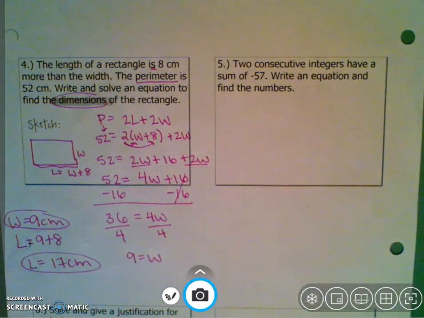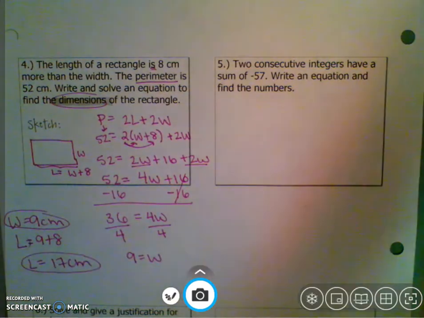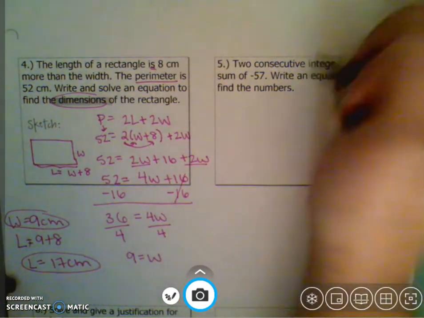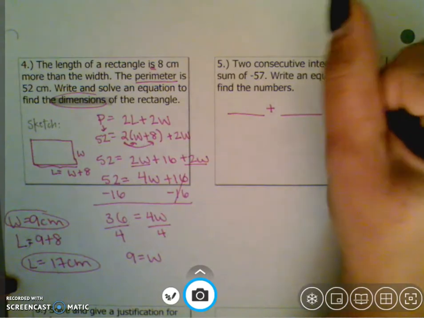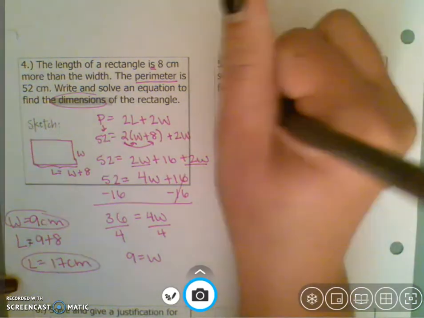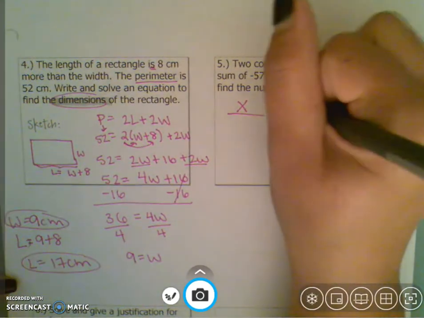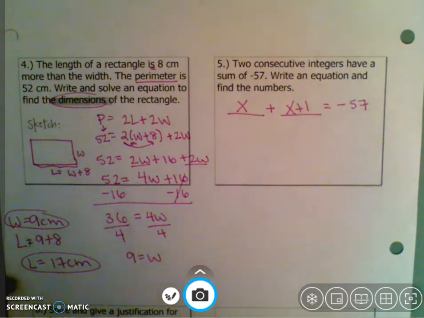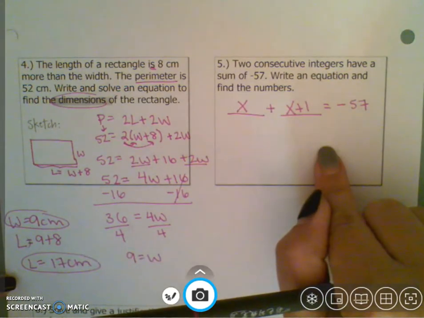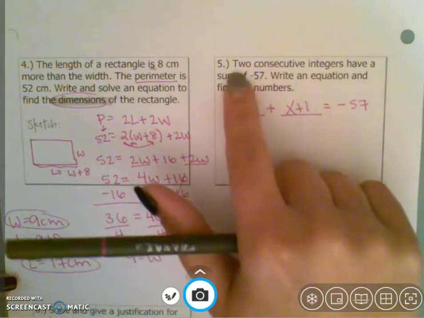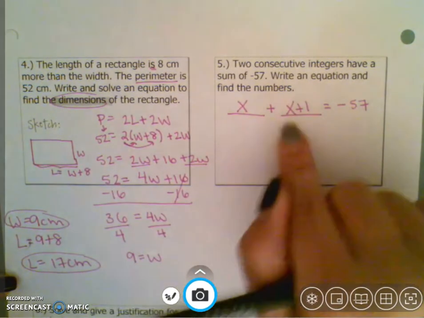Okay, number 5. Two consecutive integers have a sum of negative 57. Write an equation and find the numbers. Okay, consecutive integers are 1 and 2, 22 and 23, 100 and 101. They're right after each other. So to find two consecutive integers, I have one plus the other, and it has to equal negative 57. Let's say my first one's x, the next one's going to be x plus 1. Because to go from 20 to 21, you took your 20 and you added 1 to it. So that's consecutive integers. It's always x and x plus 1. If it was 3 consecutive integers, it would be x, x plus 1, x plus 2.